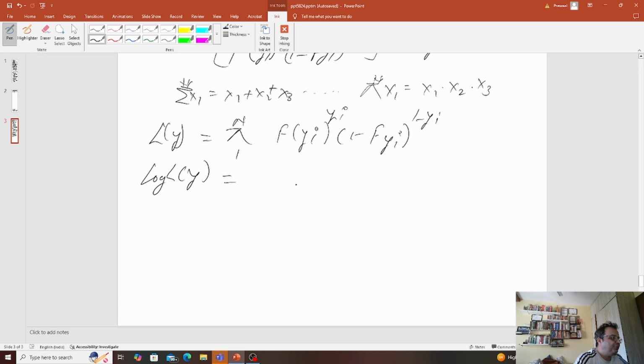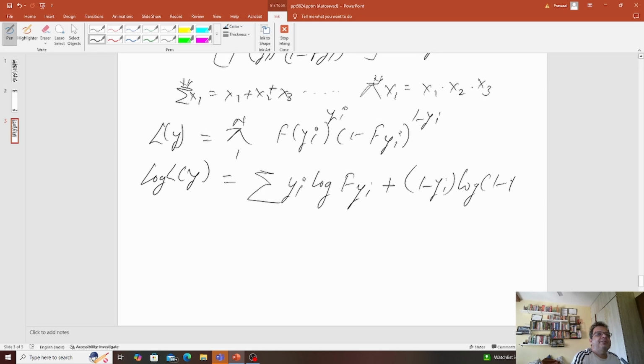Okay, so now what happens, instead of pi you can write sigma, because multiplication becomes addition, and if you look at this particular term, this is going to become yi into log of f of yi. And again this is multiplication, so this is going to become 1 minus yi times log of 1 minus f of yi. Okay, and then it is for 1 to n.